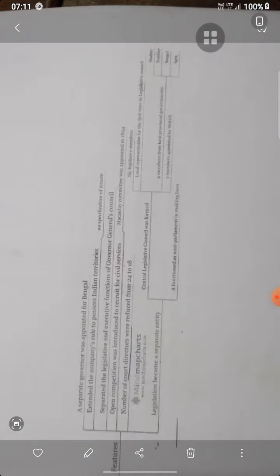Now, next one, the 1853 Act. This act separated the governor appointed for Bengal, extended the company rule to possess Indian territory, separated the legislation from the executive functions, and open competition was introduced in the recruitment of civil services. The Macaulay Committee was appointed in 1854. The number of the Court of Directors was reduced from 24 to 18.